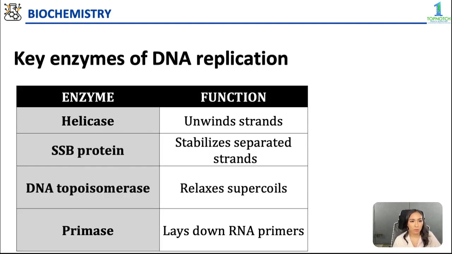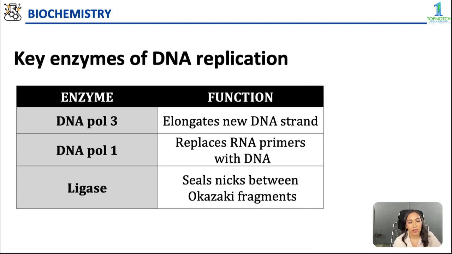So here are the key enzymes of DNA replication summarized in a table. Helicase unwinds the strands. SSB proteins stabilize separated strands. DNA topoisomerase relaxes the supercoils. Primase lays down RNA primers. DNA pol 3 elongates the new DNA strand. DNA pol 1 replaces RNA primers with DNA. And ligase, which pertains to our question kanina, seals nicks between Okazaki fragments.